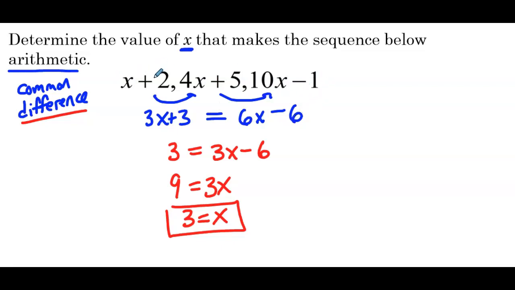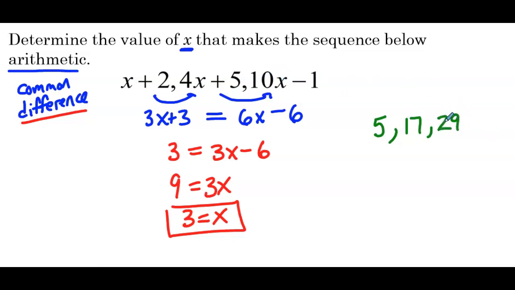And even though they don't tell us to find the sequence, let's write it out to really understand it. This sequence, if we write it out, x plus 2, so that first term would be 5. The next term, 4 times 3, 12, plus 5 is 17. And then 10 times 3 is 30, minus 1 is 29.